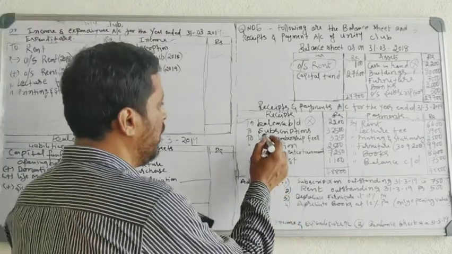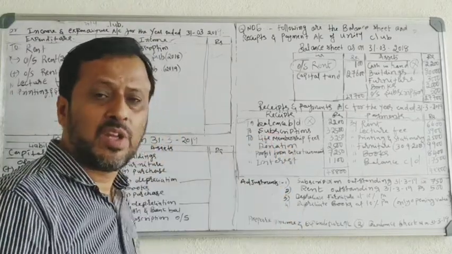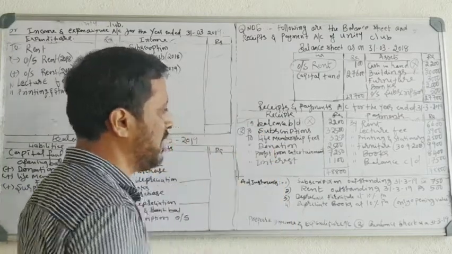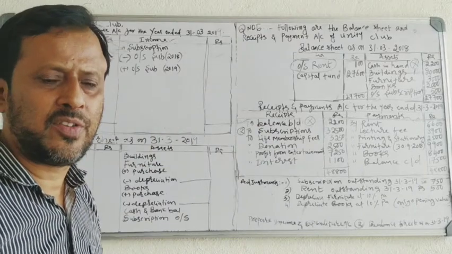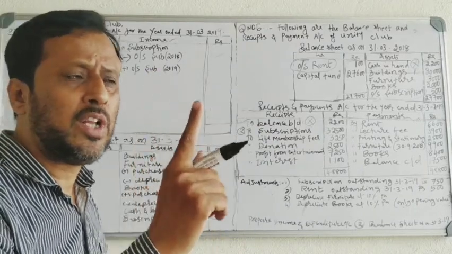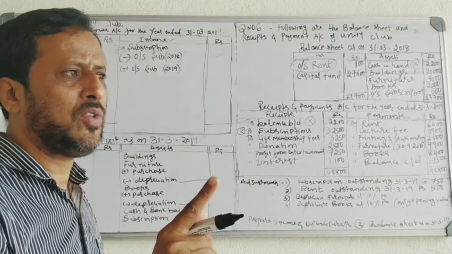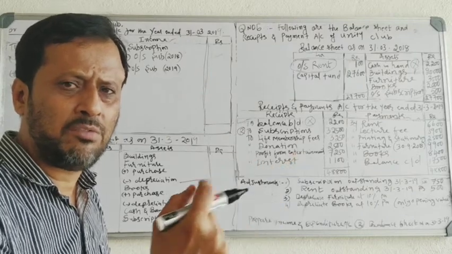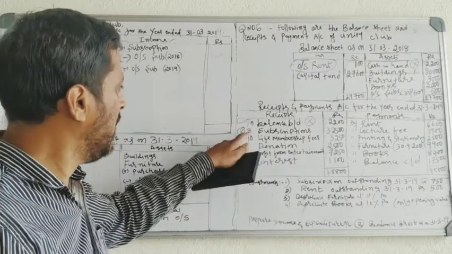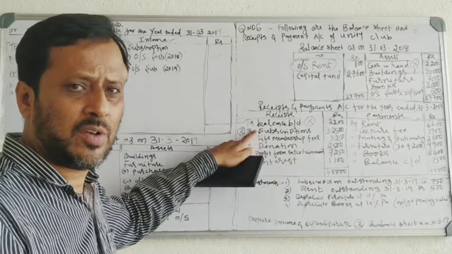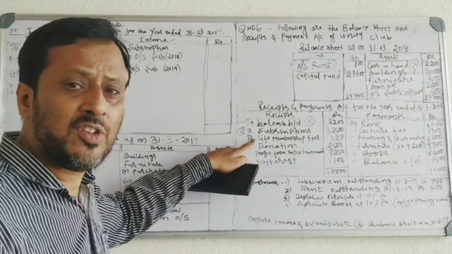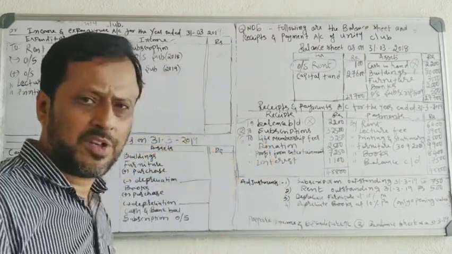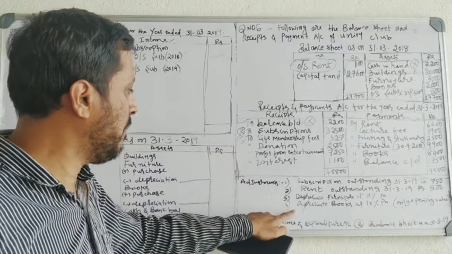Okay. Now, next is subscription. Subscription is received annually, so it is revenue. It is revenue receipt. Life membership fees. Life membership fees is received only one time. When the outsider becomes the member of the organization, that time life membership fees is taken from member. Only one time. This is rare receipt. Subscription is regular receipt, annual receipts. But life membership fees is rare receipt. So it is a capital item. Capital receipt it is. Donation, it is said in the problem.